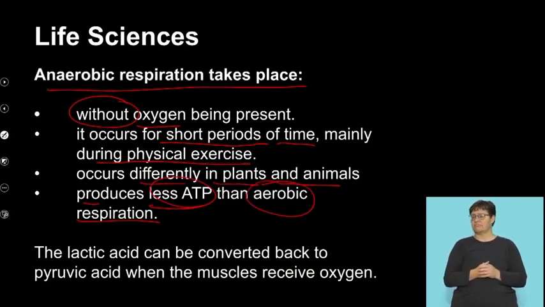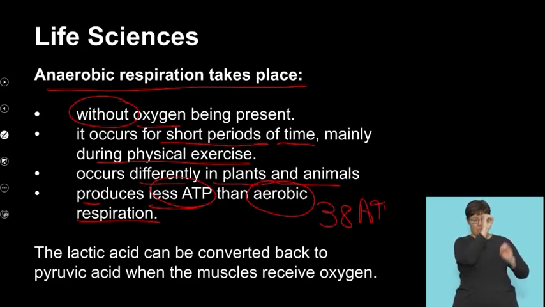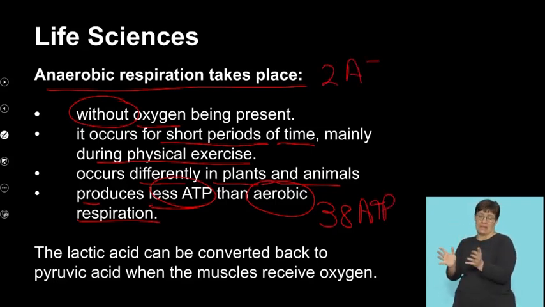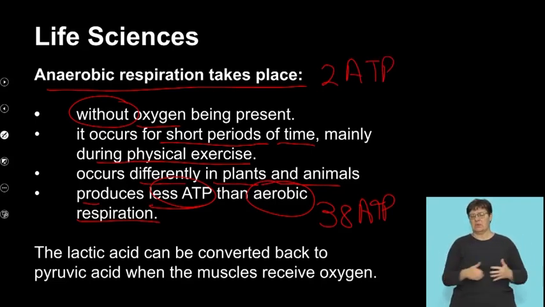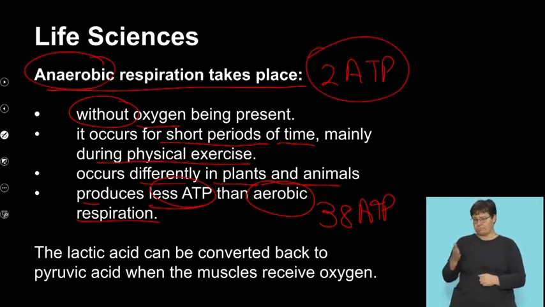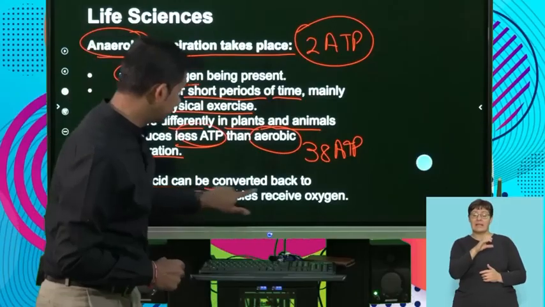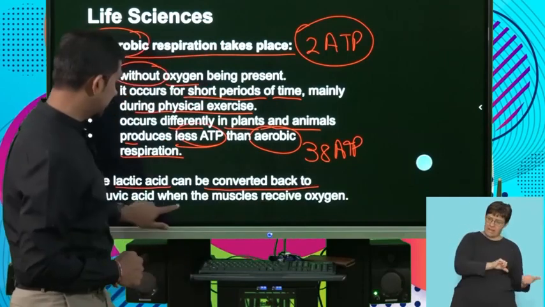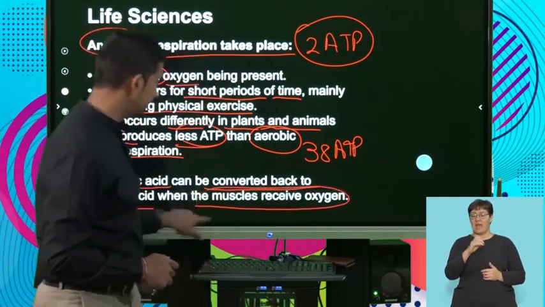This occurs differently in plants and animals and produces less ATP than aerobic respiration. Aerobic respiration produces 38 molecules of ATP. However, anaerobic respiration produces only 2 molecules of ATP. And so we see a significant difference. And again, this is a mechanism that ensures that there is some energy produced in the absence of oxygen.